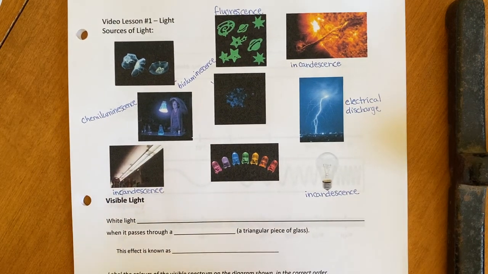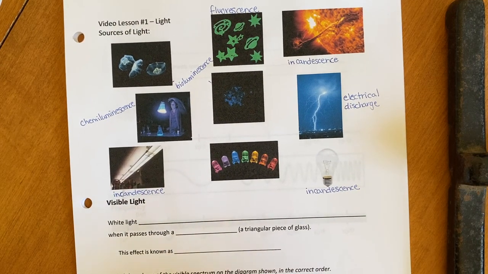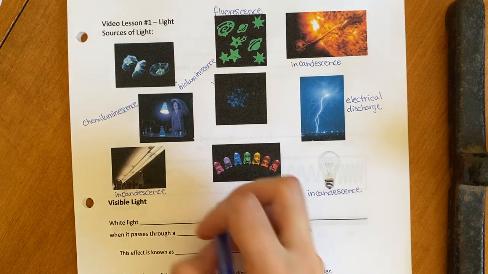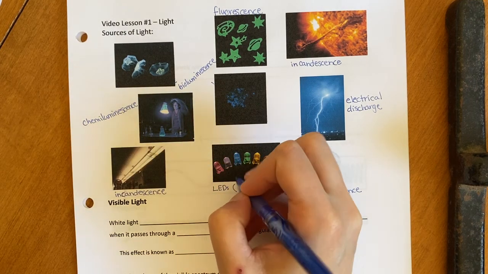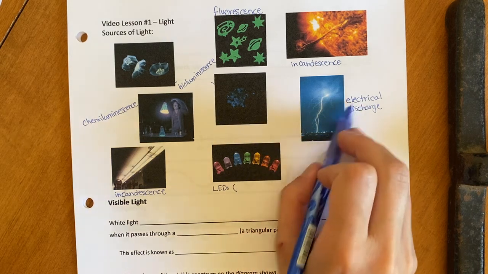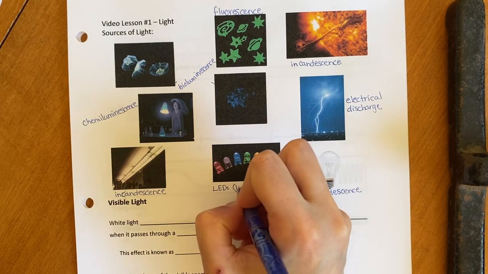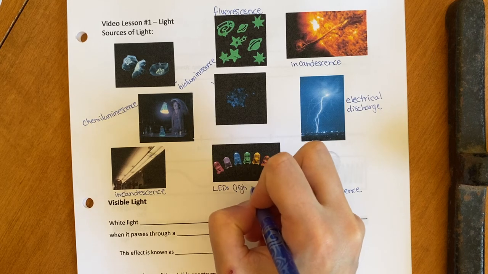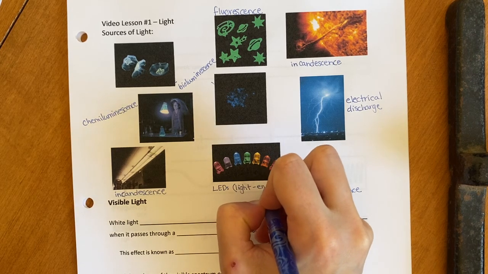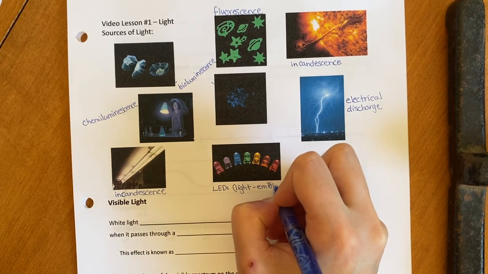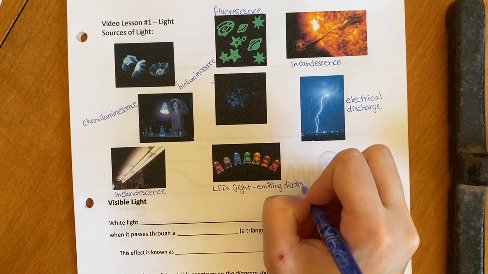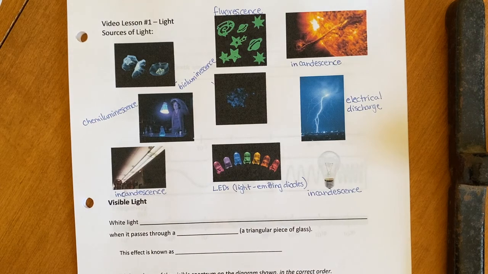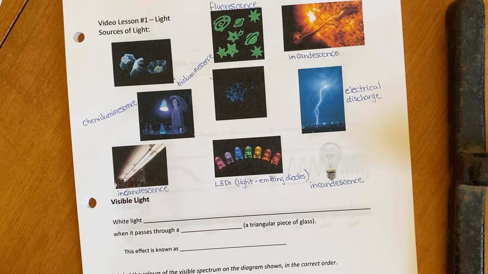And then what's probably the most common source of light in your house is LED lights. So LEDs, which are light emitting diodes, are sort of like electrical discharge. Light emitting diodes. Okay, so those are a few examples of types of light.